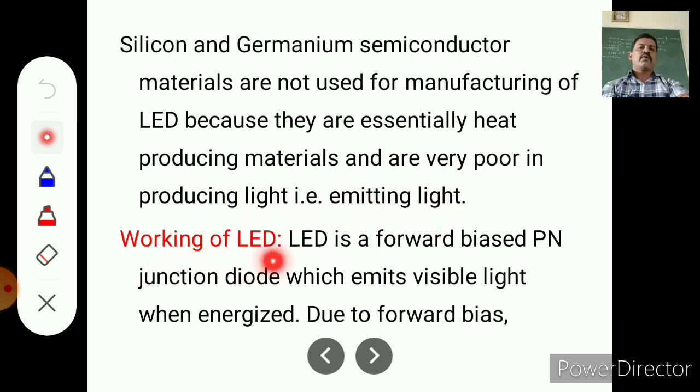Working of LED. An LED is a forward biased PN junction diode which emits visible light when energized due to the forward bias. So these LEDs are PN junction diodes and they emit visible light when energized.